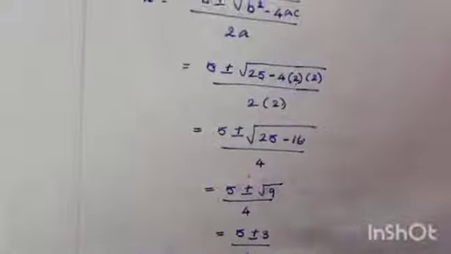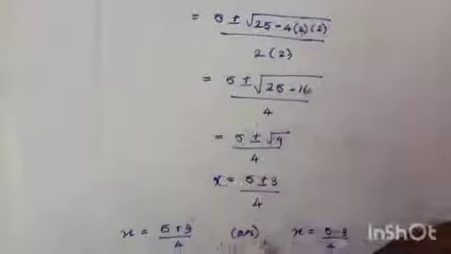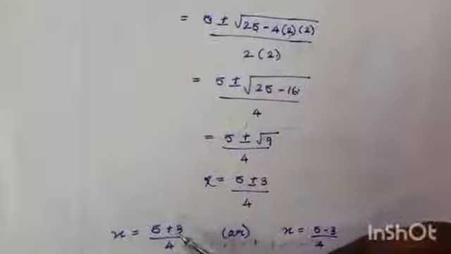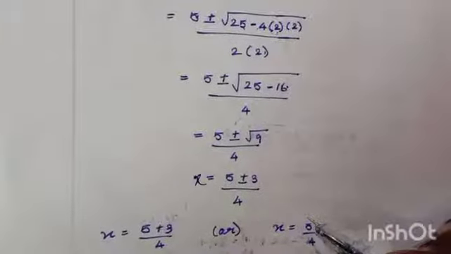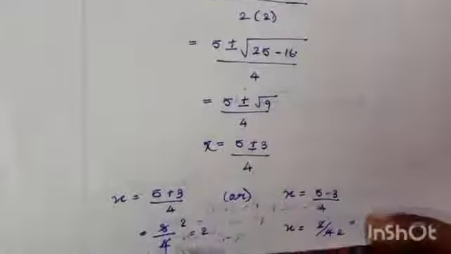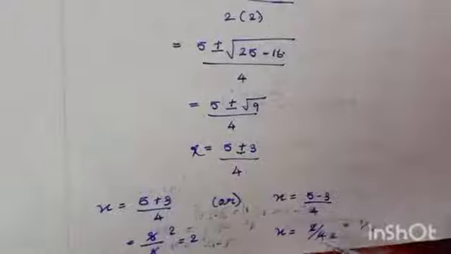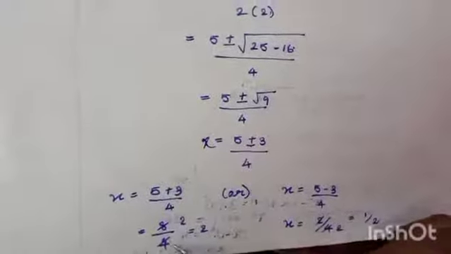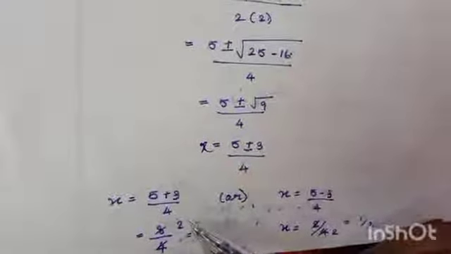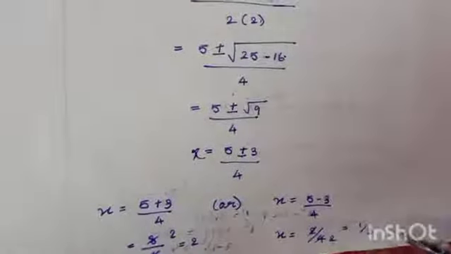Now we have the values: x is equal to 5 plus or minus 3 by 4. So x value, one value is the plus value, 5 plus 3 by 4, or x equal to 5 minus 3 by 4. So 5 plus 3, 8 by 4 equal to 2. Here x is equal to 5 minus 3, 2 by 4. Cancelling is possible, we have to make cancel. 2 1s are 2, 2 2s are 4. One x value is 2, another value is 1 by 2.